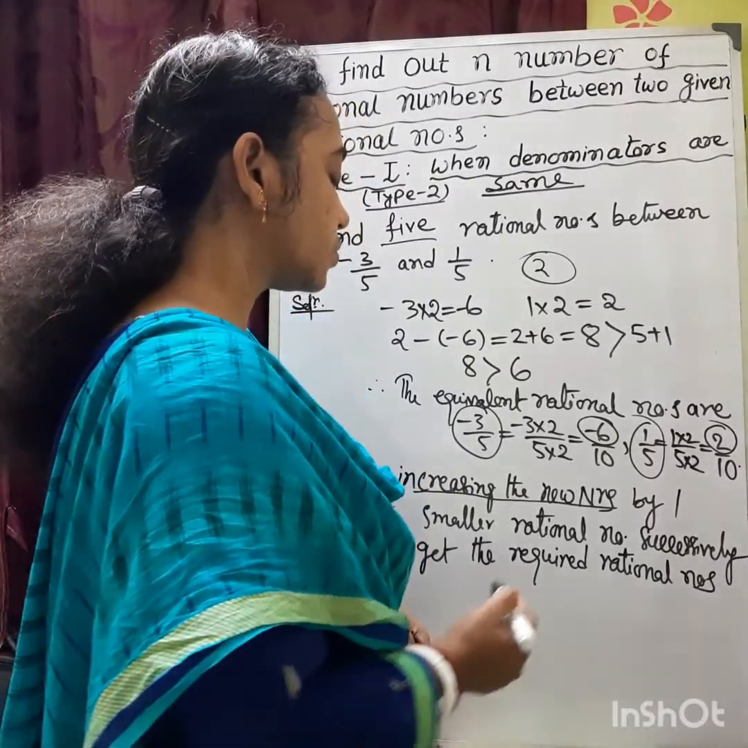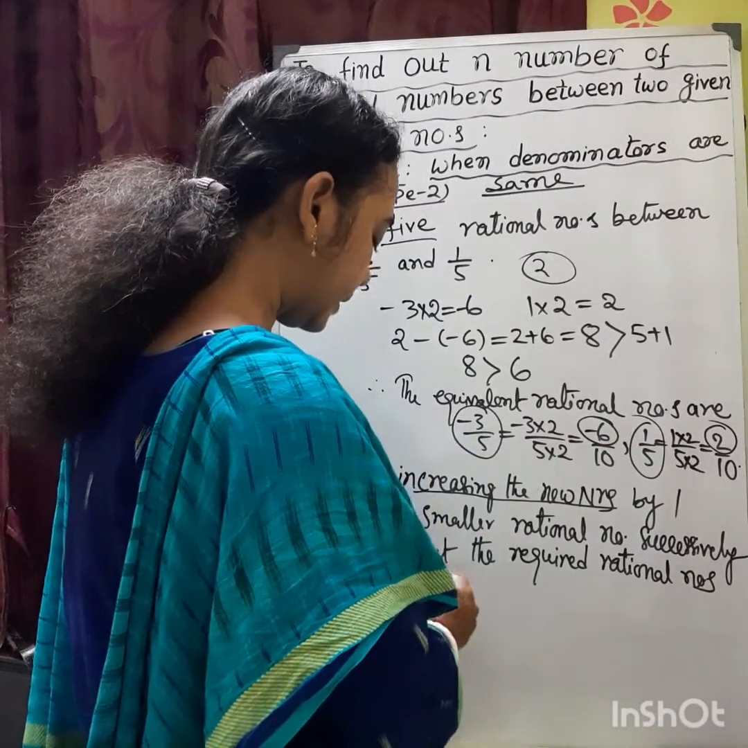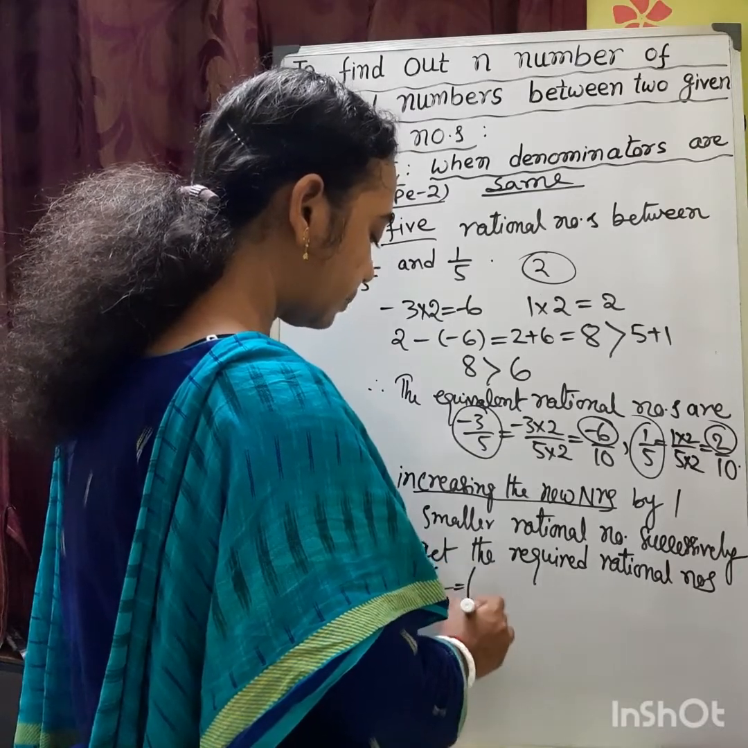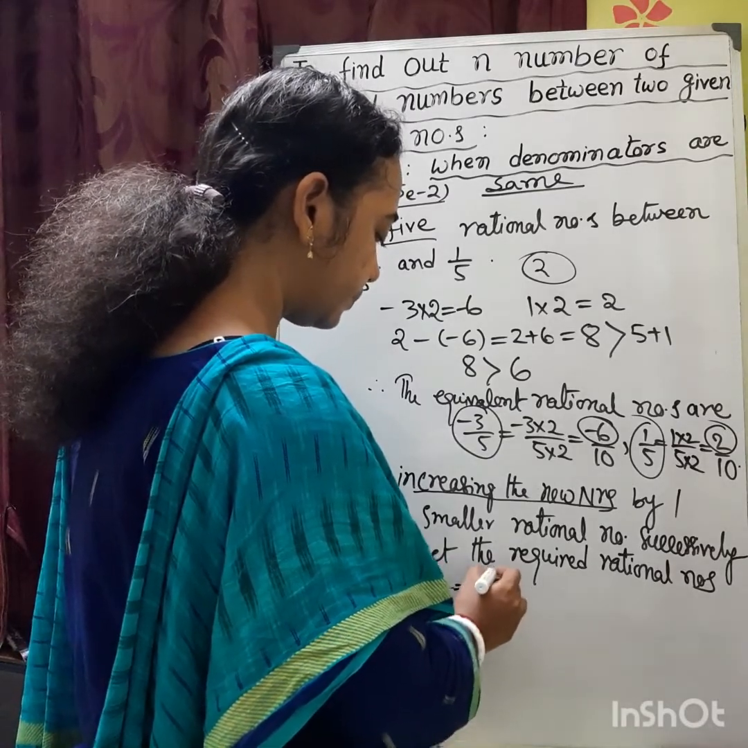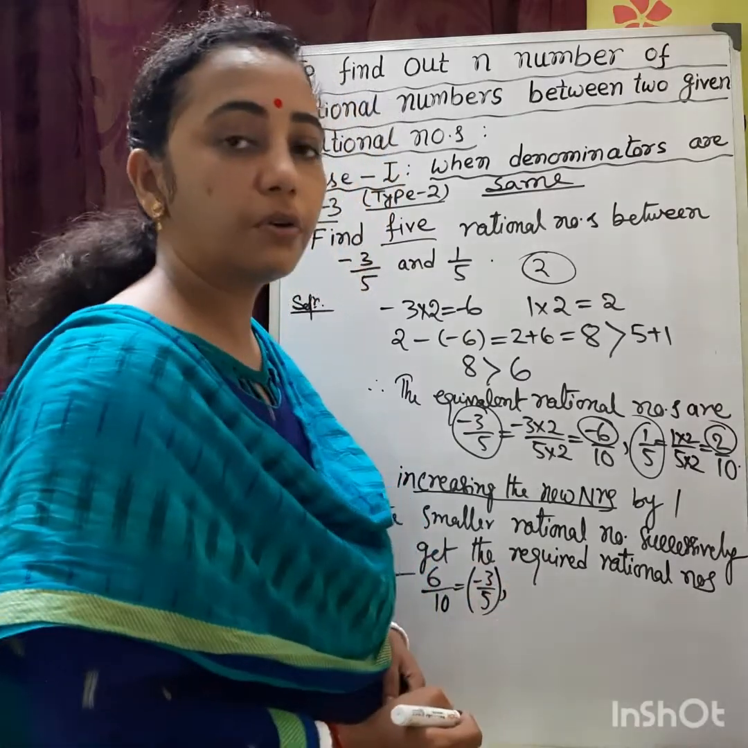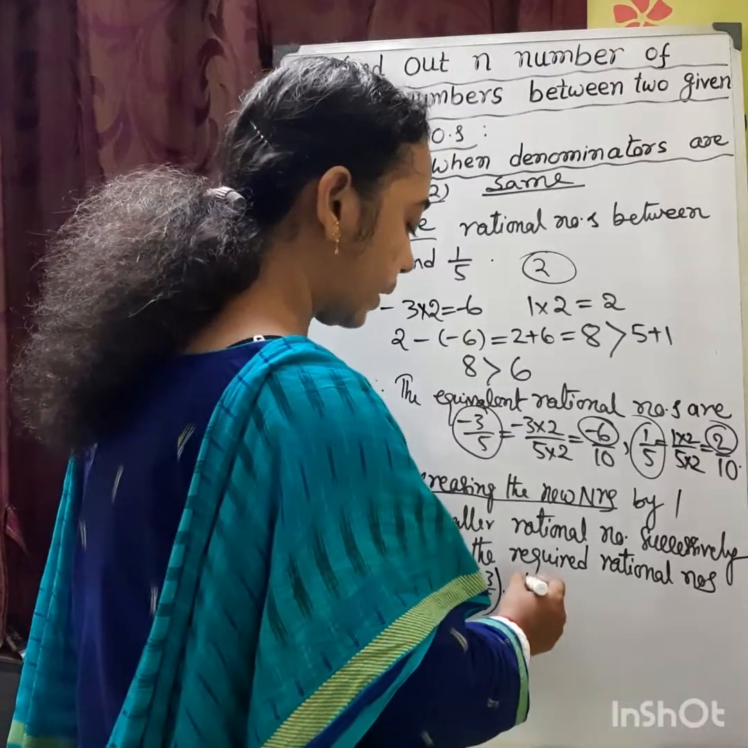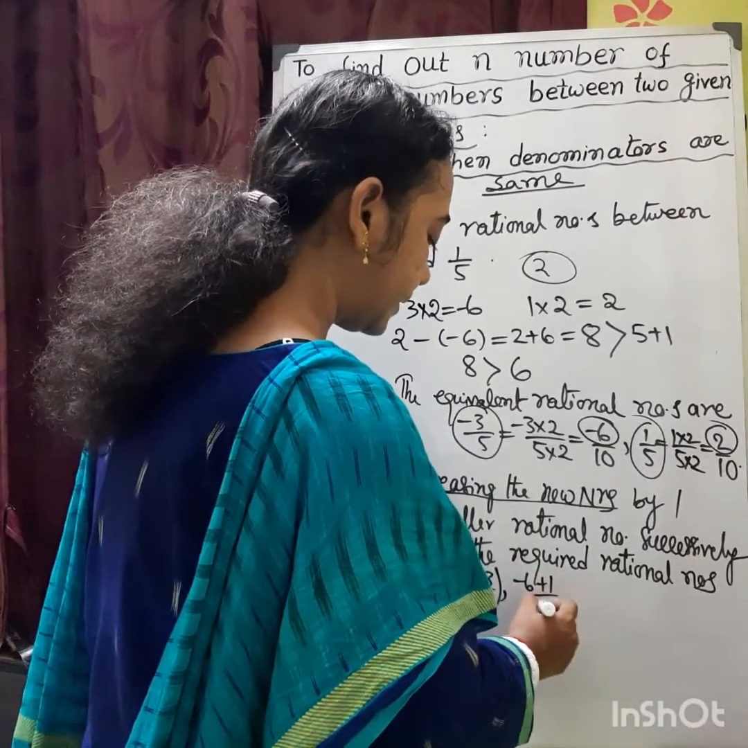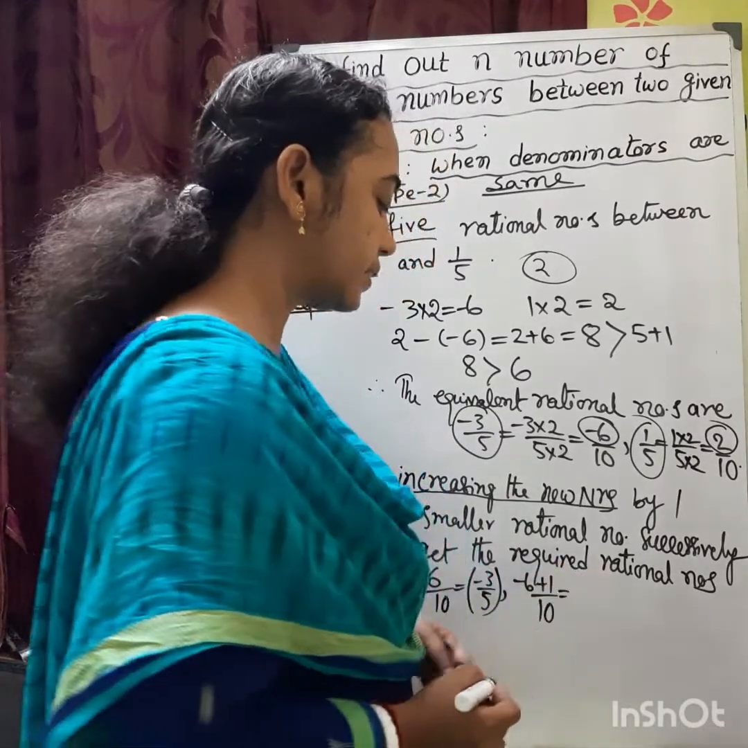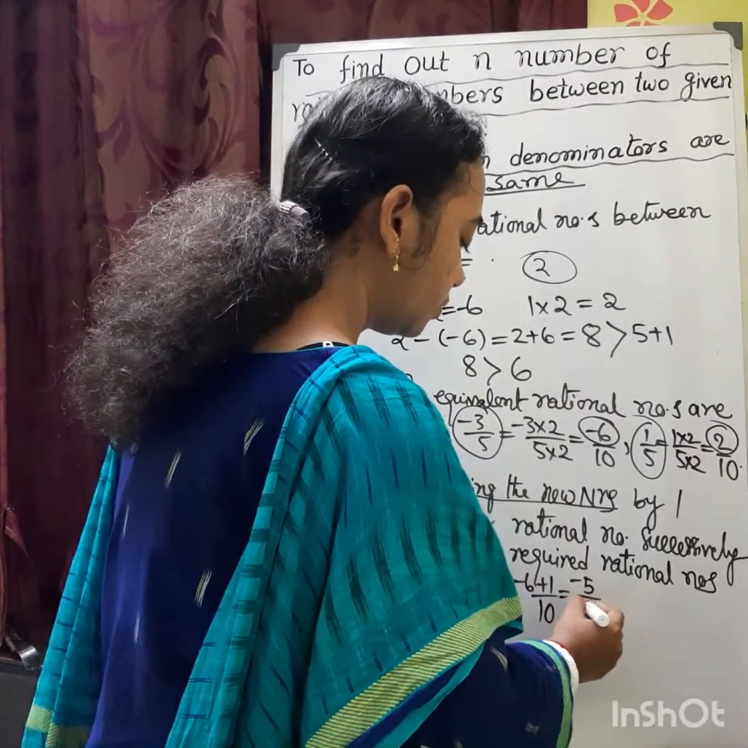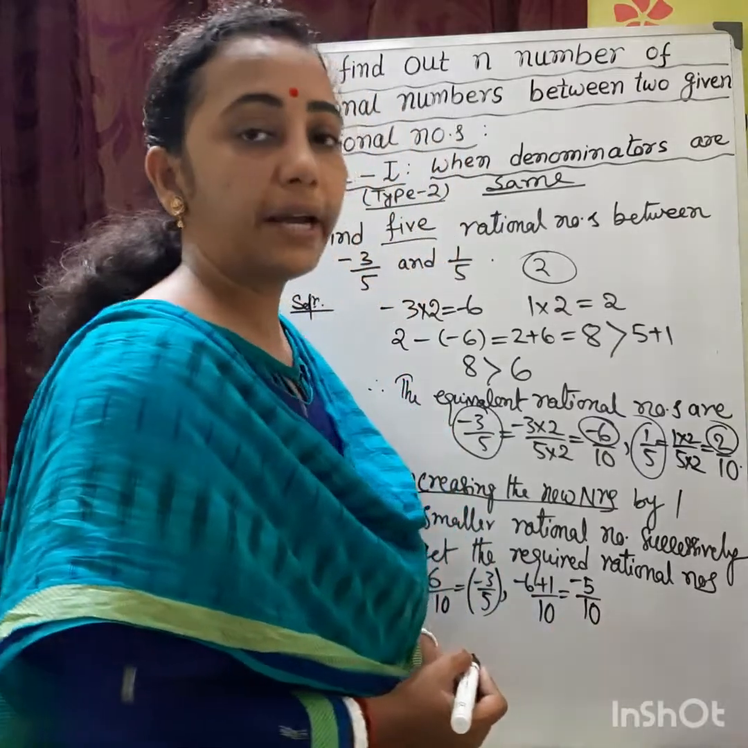So first we begin with -6/10 here, which is equivalent to which rational number? That is -3/5. So that is the smaller one here. Now if we increase -6 by 1, that means we write -6 plus 1 over 10, then what result do we get? -6 plus 1 becomes -5 over 10. So the next number will be -5/10.